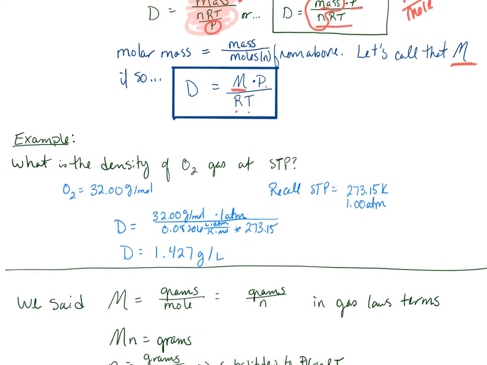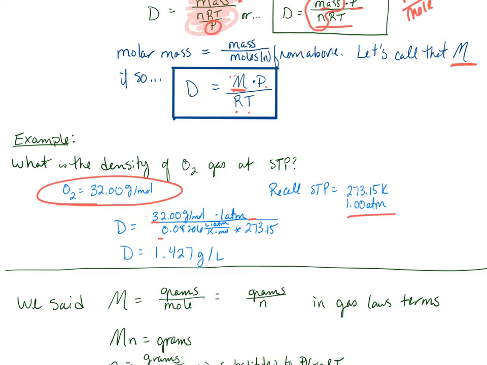Well, here's an example problem. What's the density of O2 gas at standard temperature pressure? Remember, STP means 273.15 Kelvin, in other words, 0 degrees Celsius and 1 atm. We can also figure out what the molar mass is of O2, and that gives us this value up here. So density would be equal to 32, because that's a molar mass, times 1 atm over our R constant times 273.15. Just plug and chug there, solve that. The density would be about 1.427 grams per liter.